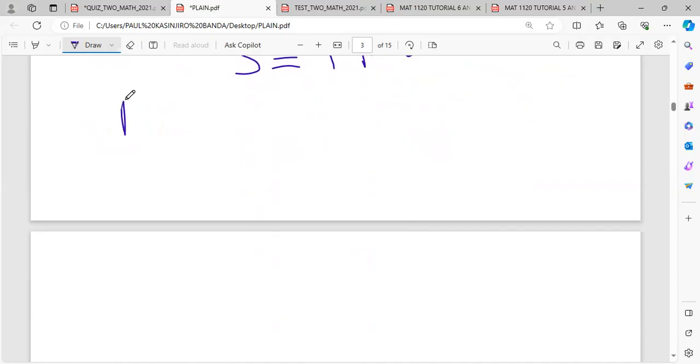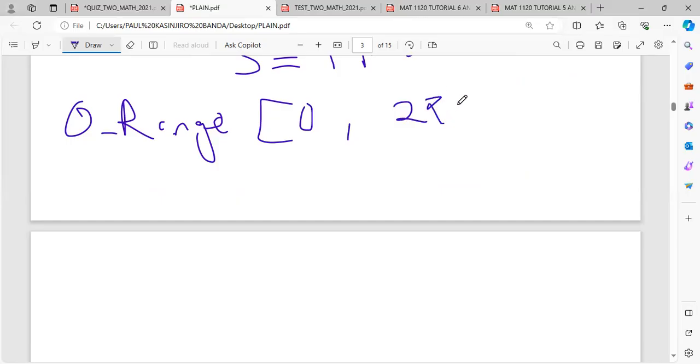So the original range will be from 0 to 2 pi. That will be our original range. And then when you include the phase shift, it means this range is going to shift to the left by pi over 3, meaning here you add the minus pi over 3, and again you add it here, the minus pi over 3.